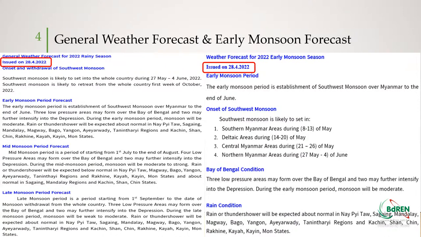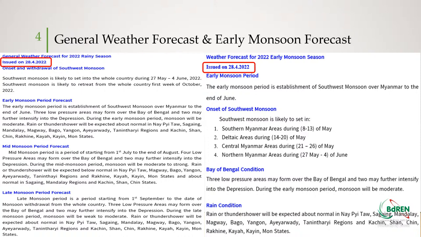issued the general weather forecast for the 2022 rainy season on the 28th April this year. For the early monsoon season, we also issued the forecast on the 28th April. And here we can see some of the parameters we issue in our forecast.